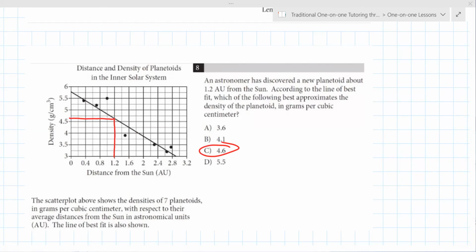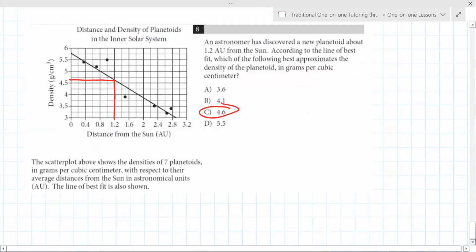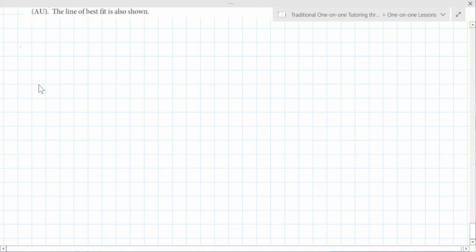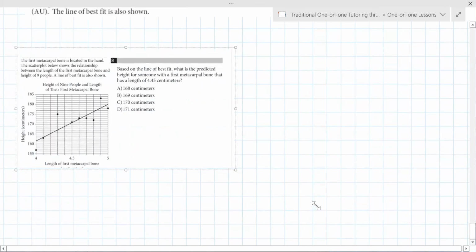All right, so let's do one more of these, then I'll switch to the other type of questions they ask you in this topic. You will see this again if you take a statistics class in college, which most students end up taking at some point.